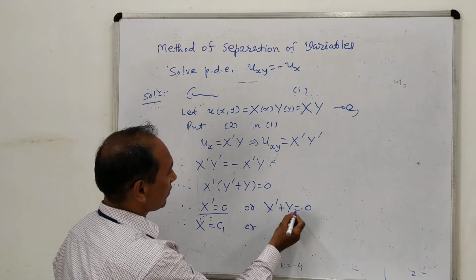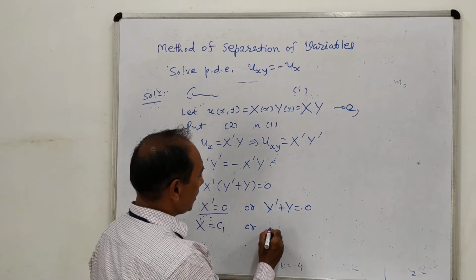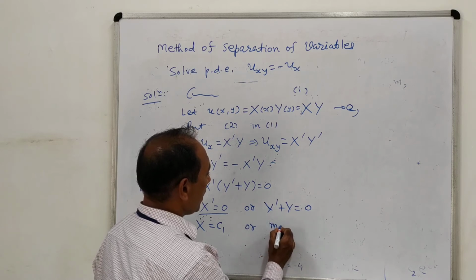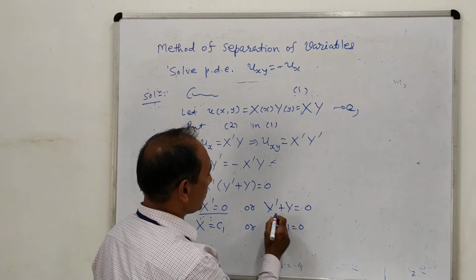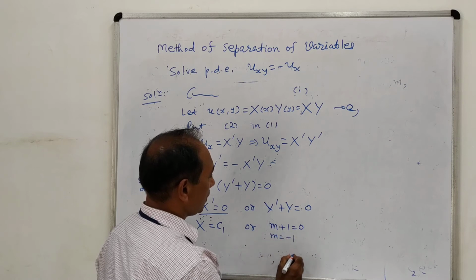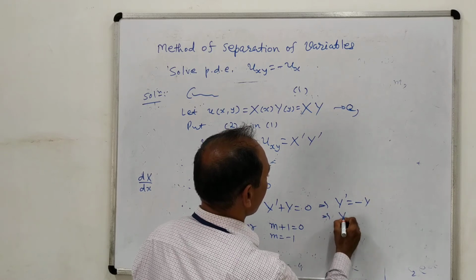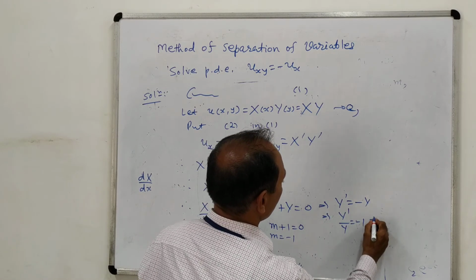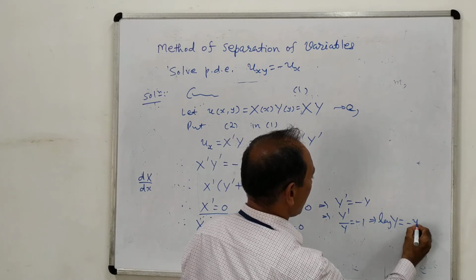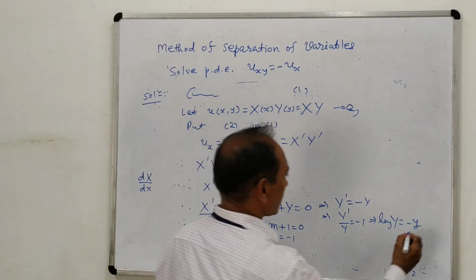Here Y dash plus Y equal to 0. This can also be solved very easily. Here, as in the last example, the auxiliary equation has the root m plus 1 equal to 0, because for the derivative we write m and here 1. So m equal to minus 1. Or else we can also solve this as Y dash equal to minus Y. This implies that Y dash upon Y equal to minus 1. And so its integration will be log of capital Y, and minus 1 integrates to minus small y, with respect to small y, plus some constant c.